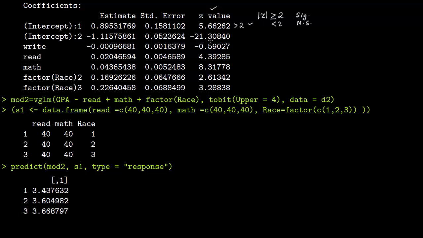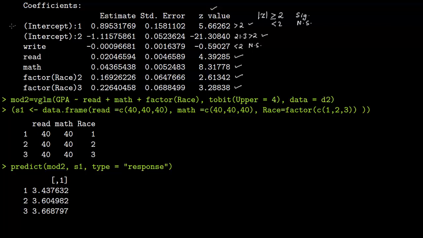This is minus 21.3. So make it positive. This becomes 21.3. This is also greater than 2. So this is also significant. This is minus 0.59. Make it positive. This becomes 0.59, but this is less than 2. So this is not significant. This is 4.39. This is greater than 2. So this is significant. 8.3 is greater than 2. This is significant. 2.6 is greater than 2. This is significant. 3.2 is greater than 2. So this is significant. So we start with interpretation now.